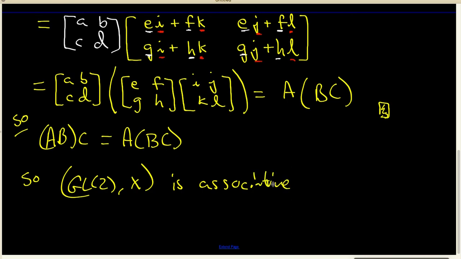In the next video, we will finish the proof that GL2 is a group by looking at the right identity and right inverse axioms.